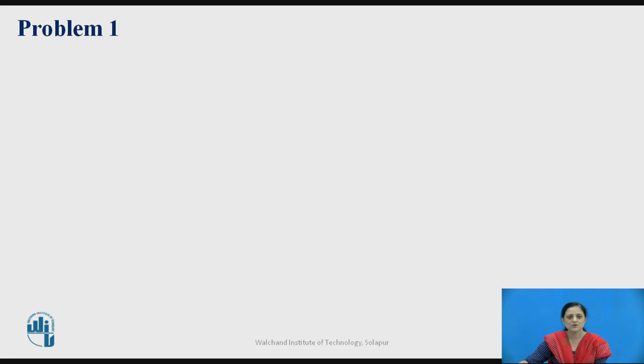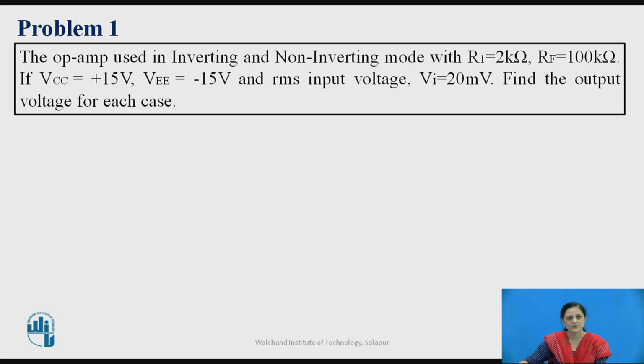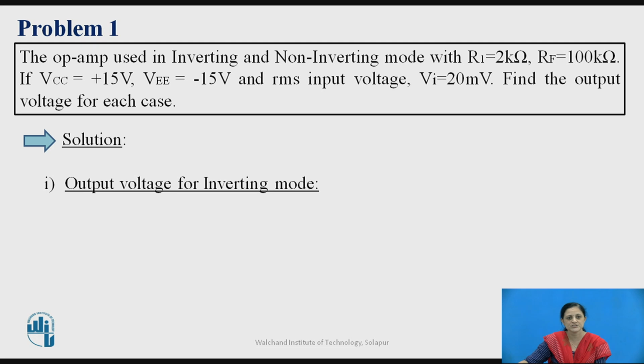Now, based on all these three configurations, let us discuss the problems on op-amp configurations. The first problem is given as: the op-amp is used in inverting as well as non-inverting mode with R1 equal to 2 kilo ohm, RF equal to 100 kilo ohm, and the supply voltages are given as plus minus 15 volt, and RMS input voltage Vi equal to 20 millivolt is given. Here we have to find out the output voltage for each case, that is, for the inverting as well as the non-inverting configuration. Now, let us discuss the first point.